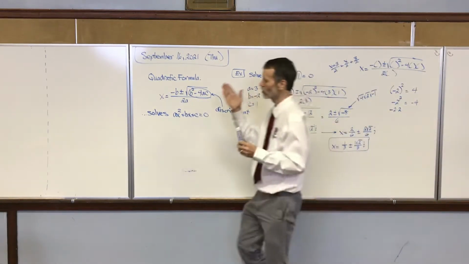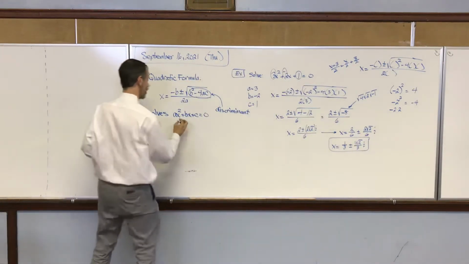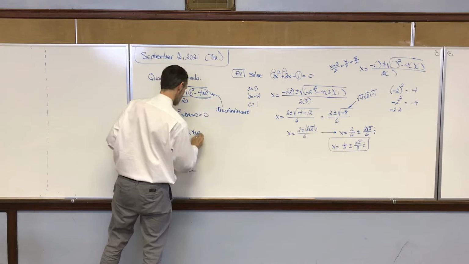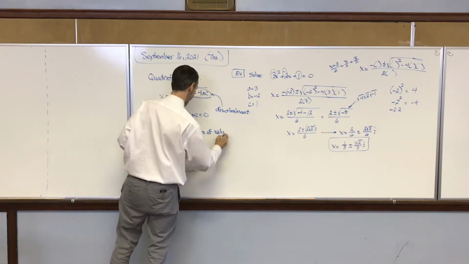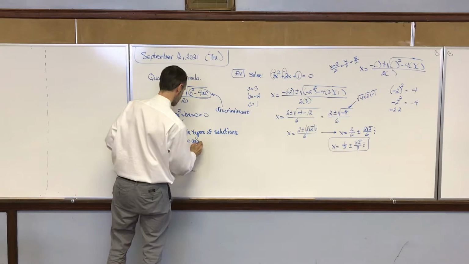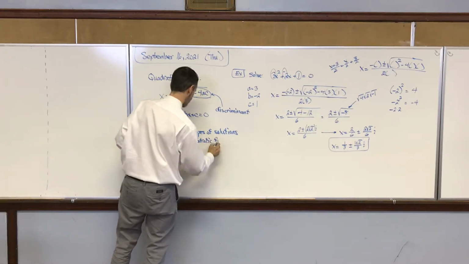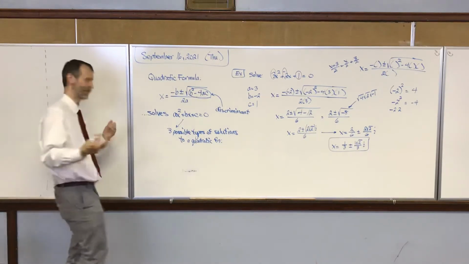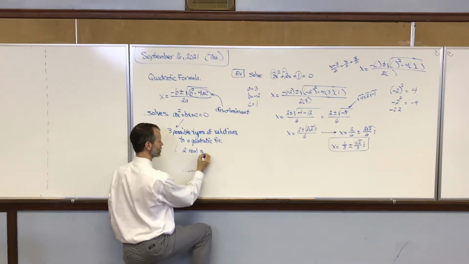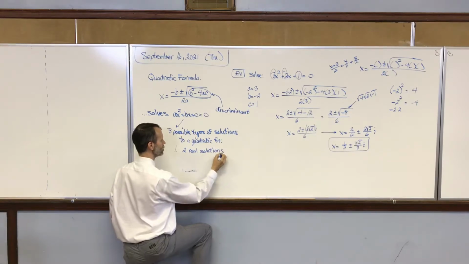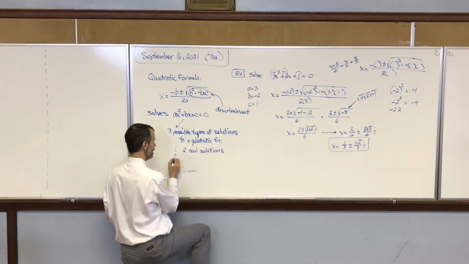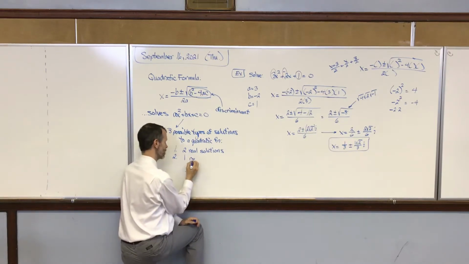But the discriminant discriminates between different types of solutions. There are 3 possible types of solutions to a quadratic function. So if you have a quadratic function, there are only 3 possible types of solutions you could ever get. The first type is 2 real solutions. That's what usually happens. Because when you square root, you have plus, minus, and so you have 2 real solutions. The second, which is kind of rare, 1 real solution.